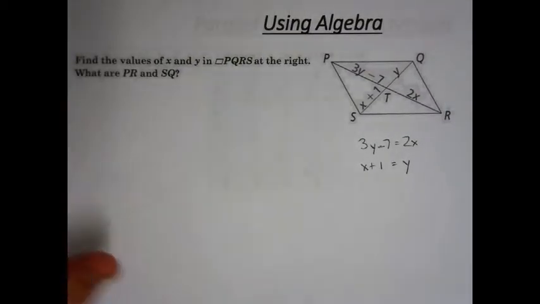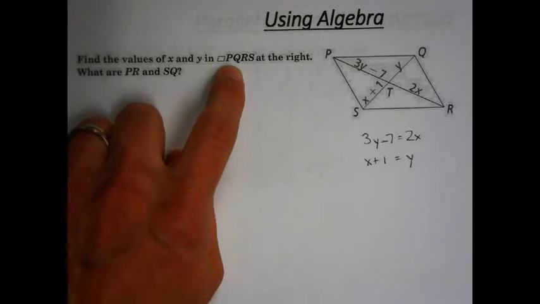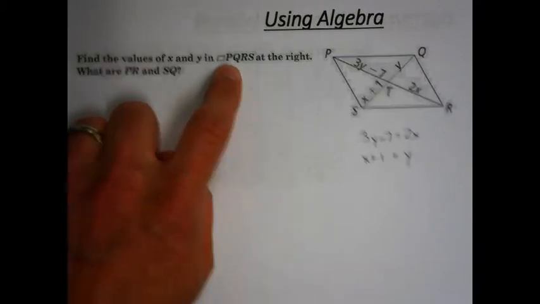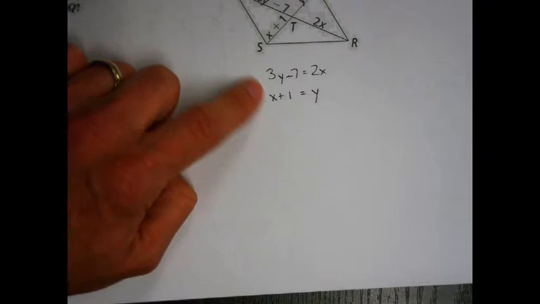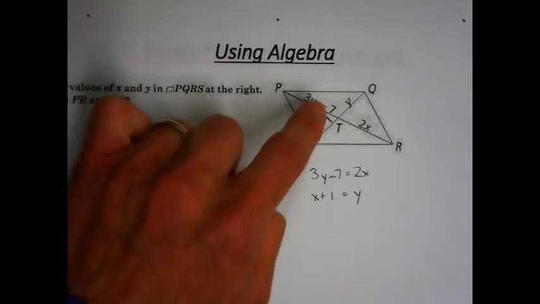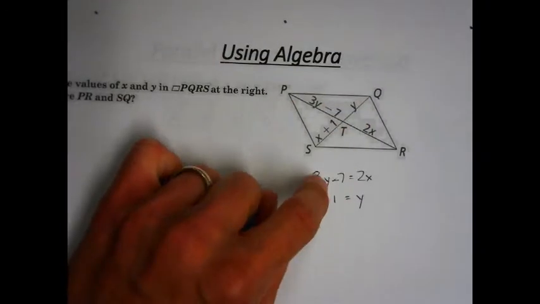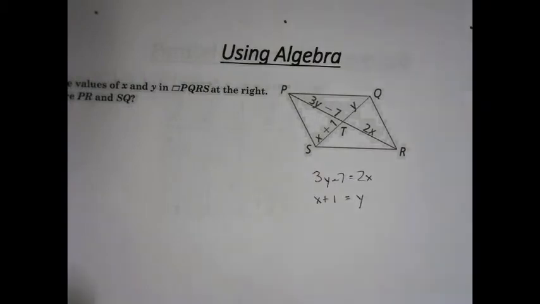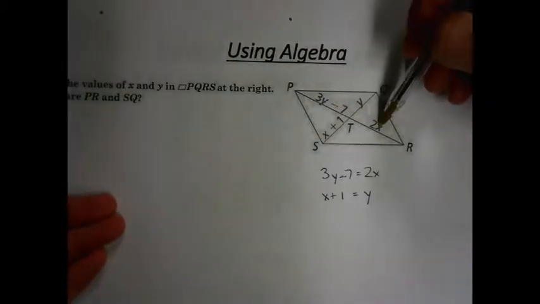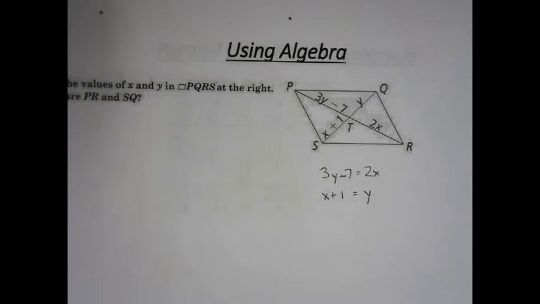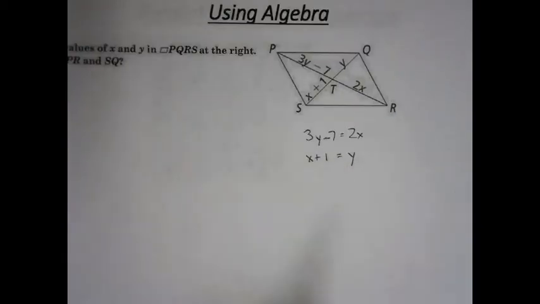Okay, we're going to find the values of x and y in this parallelogram. Parallelogram means the diagonals bisect each other. They bisect each other. Bisect gives us equations. 3y minus 7 equals 2x. X plus 1 equals y. So let's go do this. Here's our system of equations.